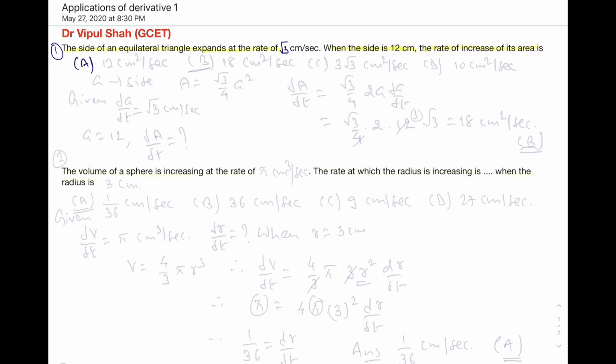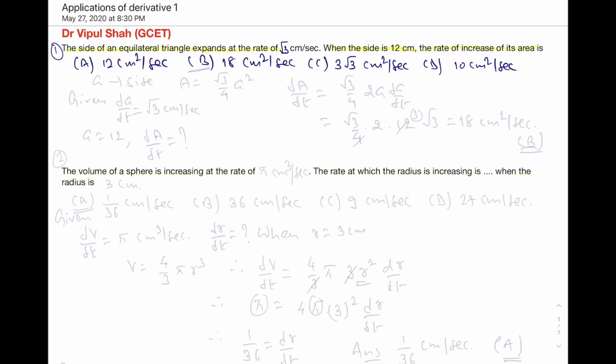It is 12 centimeter square per second, then 18 centimeter square per second, then 3√3 centimeter square per second, then 10 centimeter square per second. Now we know the area formula for equilateral triangle.